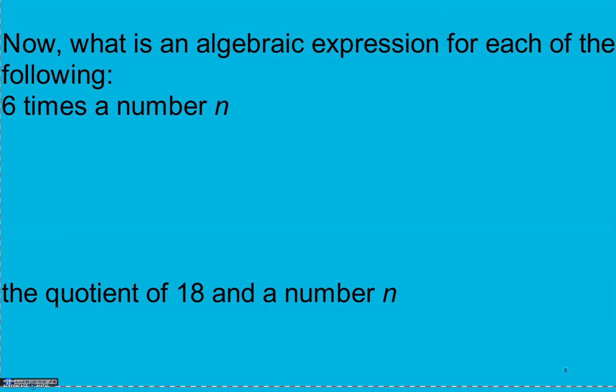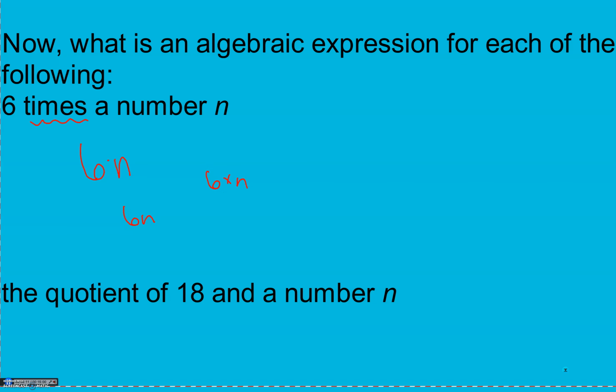What is an algebraic expression for each of the following? 6 times a number n. Times means multiplication. So here I'm going to take 6 times a number n. And again, you can do 6n or 6 times n. All of those mean the same thing.